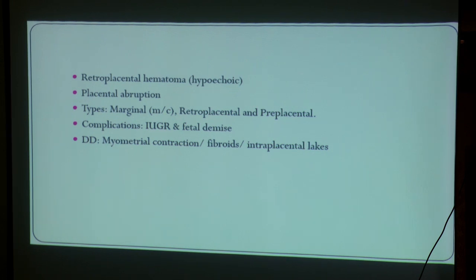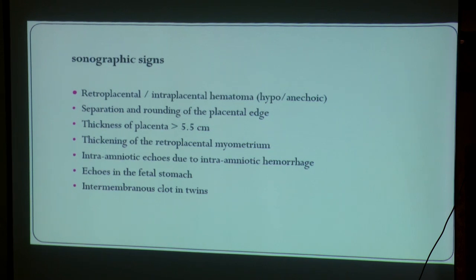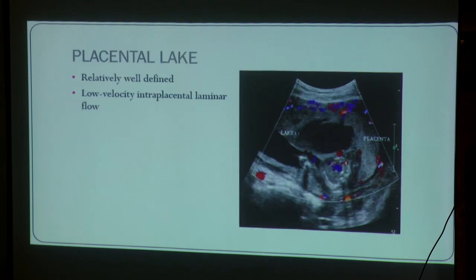The differential, sometimes myometrial contraction, fibroids, intraplacental lakes may mimic abruption. The other features for abruption include separation of placental edge or thick placenta, thick retroplacental myometrium. When there is bleeding into the amniotic cavity, we will have intraamniotic echoes. And if the fetus swallows the amniotic hemorrhage, there will be echoes in the fetal stomach. In case of twin pregnancy, in abruption, in the intermembranous membrane, there will be clot.